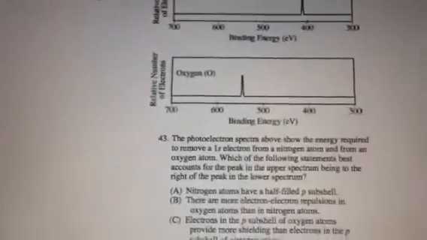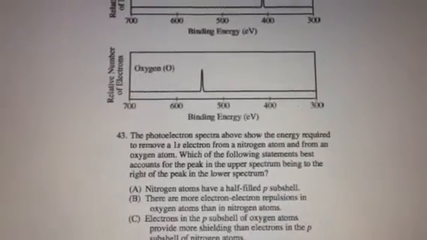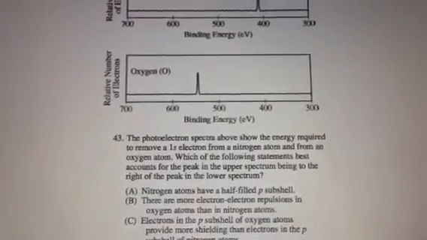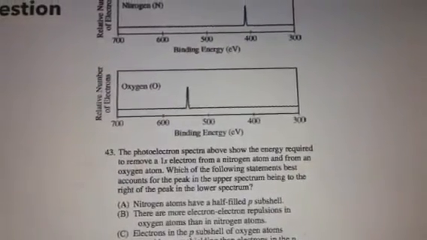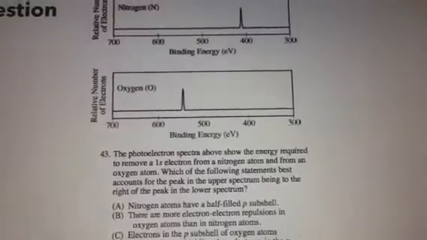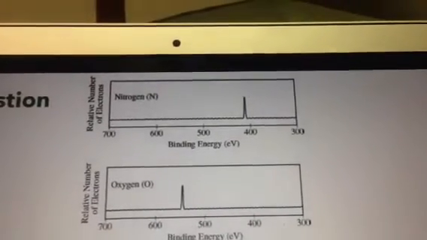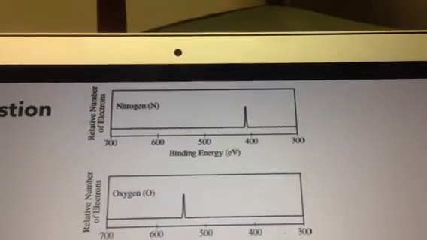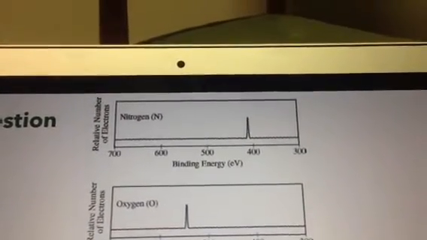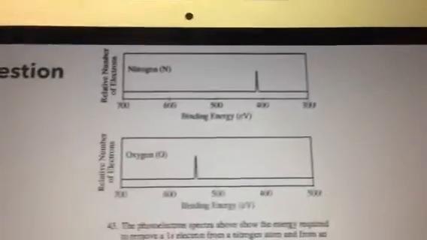Now, when we look at this question, it says that photon-electron spectra above show the energy required to remove a 1s electron from nitrogen. Which of the following statements best accounts for the peak in the upper spectrum being to the right of the peak in the lower spectrum? Okay, so when you look at nitrogen, nitrogen required less energy, almost 400, whatever that value is, electron volts.